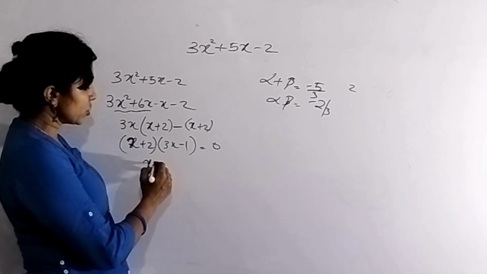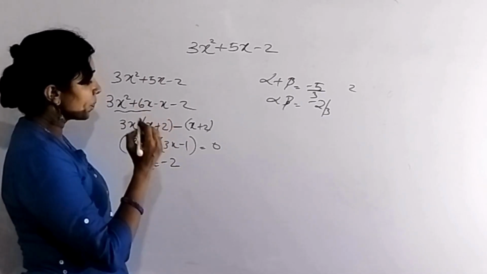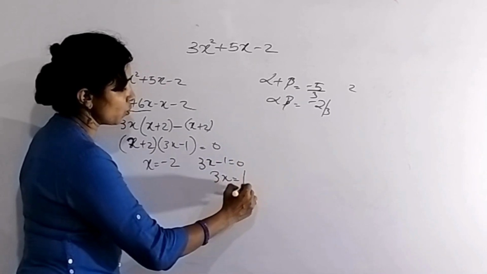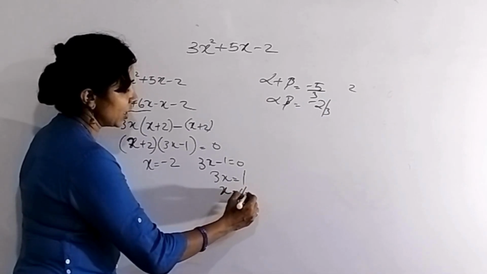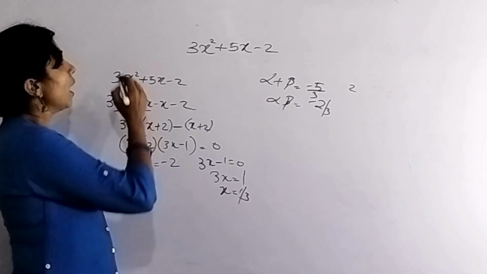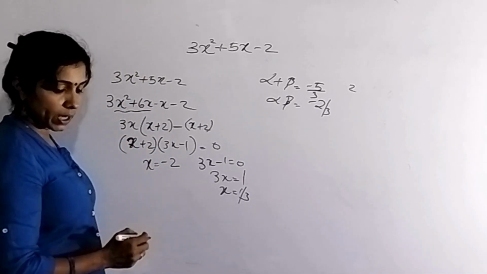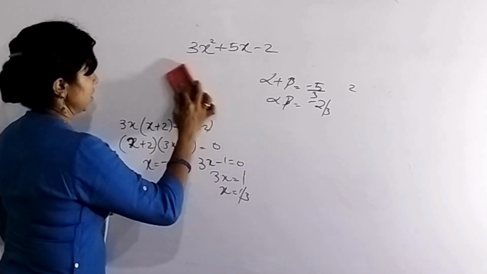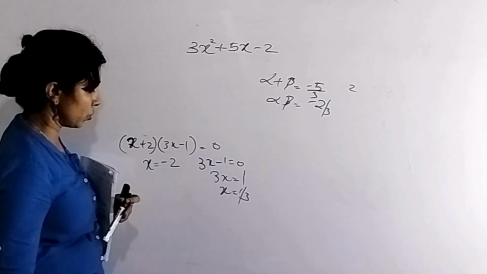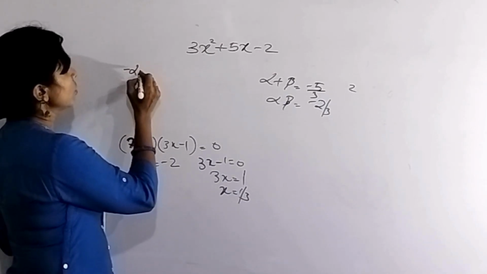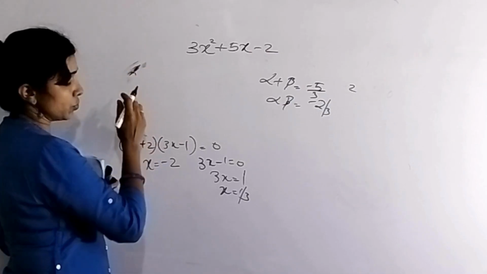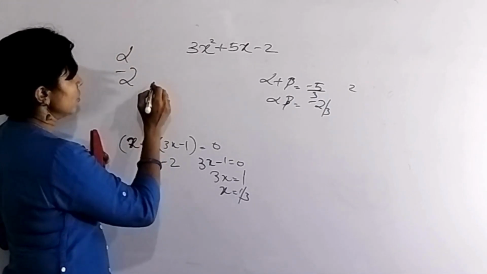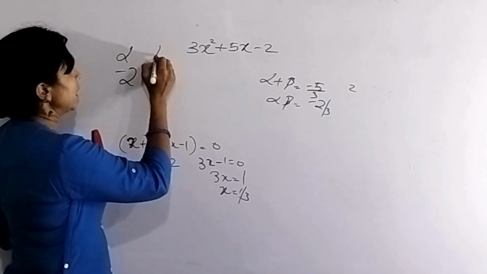So here either x plus 2 is equal to 0, that means x is equal to minus 2, or 3x minus 1 is equal to 0, that means 3x is equal to 1, or x is equal to 1 by 3. Now these are the real alpha and beta of my quadratic polynomial by the factorization method. Now we can check whether it is correct or not. Minus 2 is equal to my alpha here, and 1 by 3 is equal to beta here.